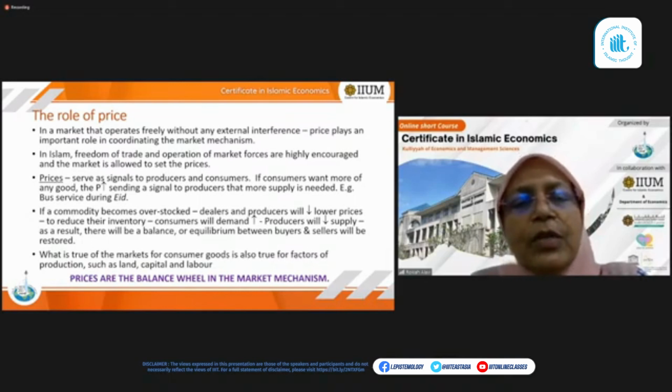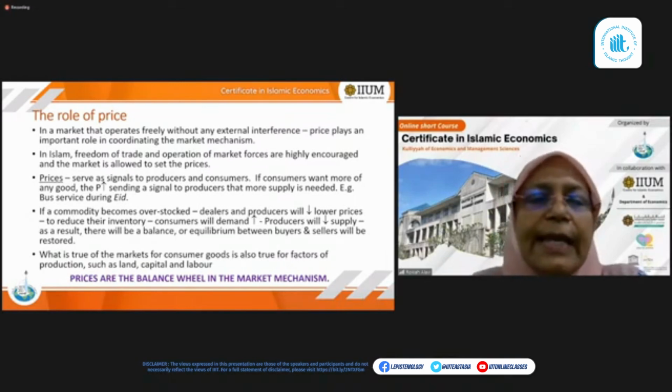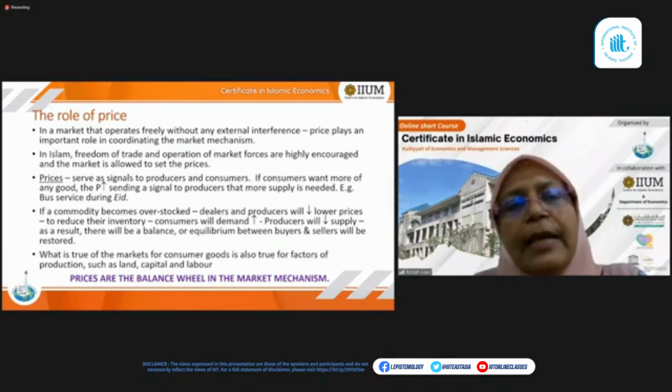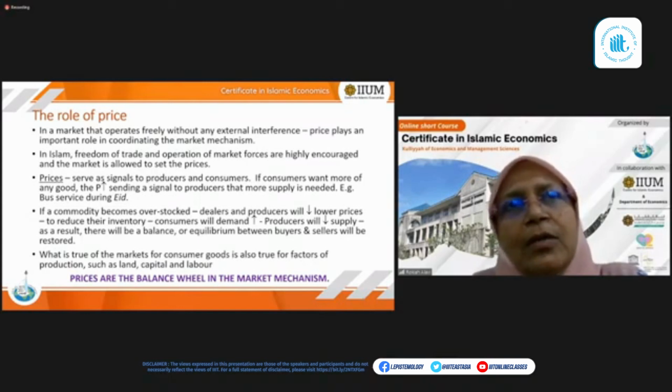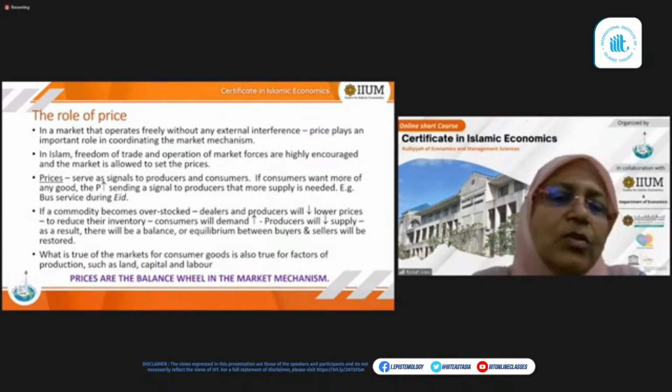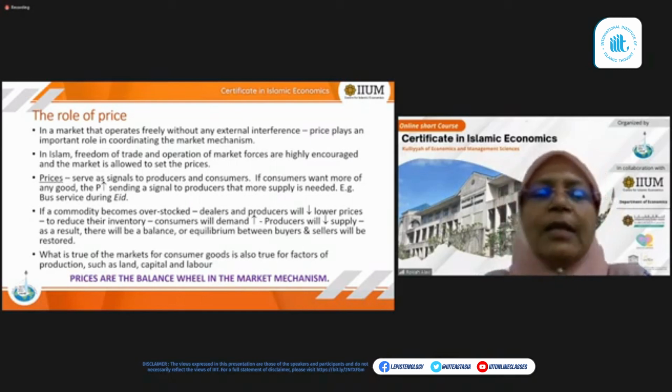See, what is true for the market for consumer goods is also true for the factors of production, such as land, capital, and labor. Okay, so price plays an important role. Therefore, in Islam also, the level of price that is put in the market is emphasized. It should be a fair price, and also how price interference works, I will discuss that later: whether the government or the authority can intervene in the price or not. So the key is that in Islam, price should be set by the market freely without much interference unless it is necessary. Okay, so price plays an important role in the market mechanism.